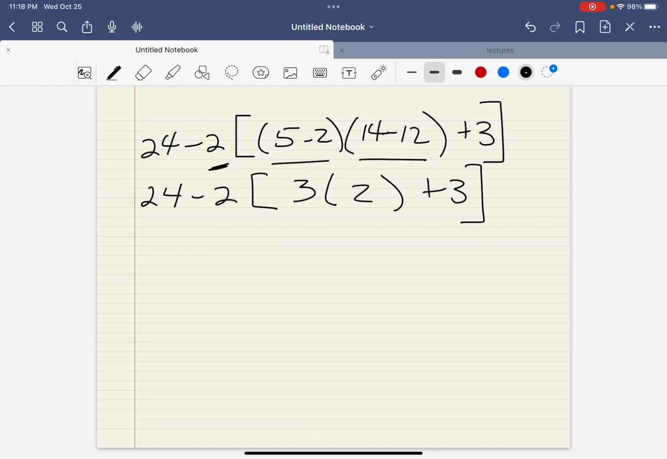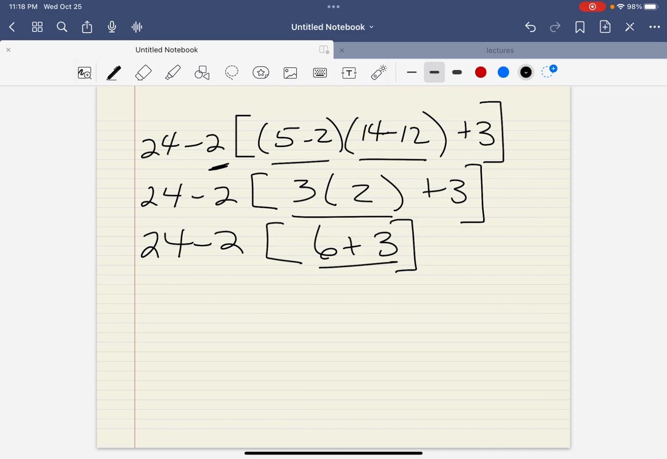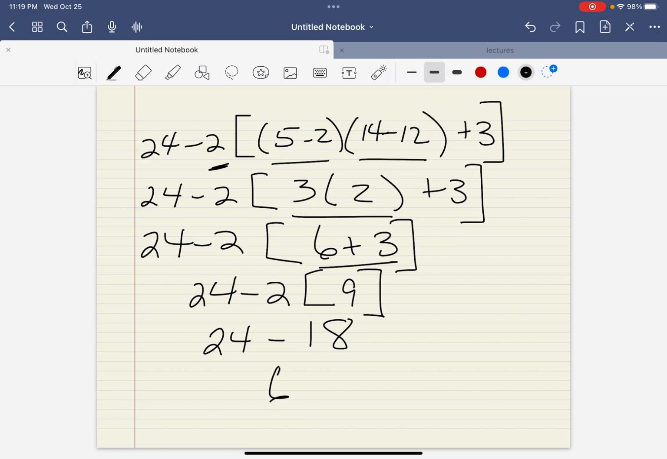Now we're simplifying within the bracket. That's still considered a parentheses. So within the bracket, we'll do this multiplication. So 24 minus 2, 3 times 2 is 6. Now to simplify the bracket, 6 plus 3 is 9. So 24 minus 2 bracket 9. And then 24 minus 2 times 9 is 18. And 24 minus 18 is 6.